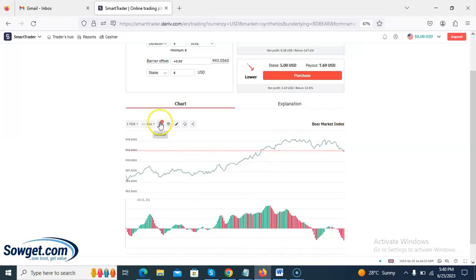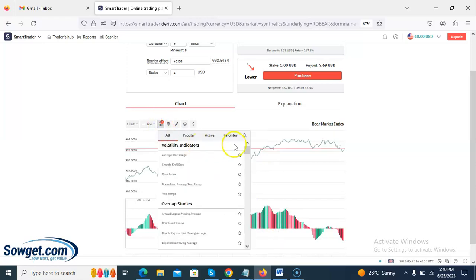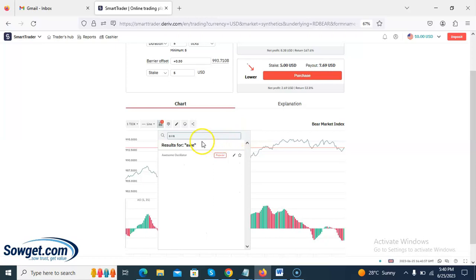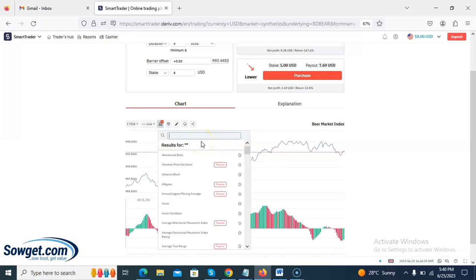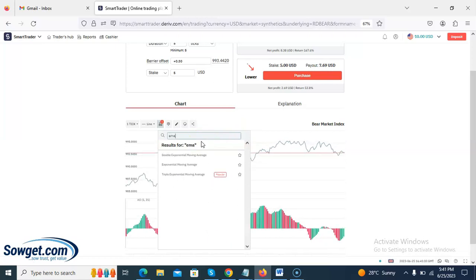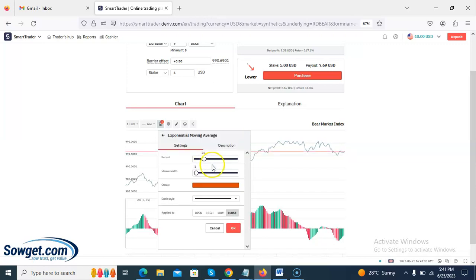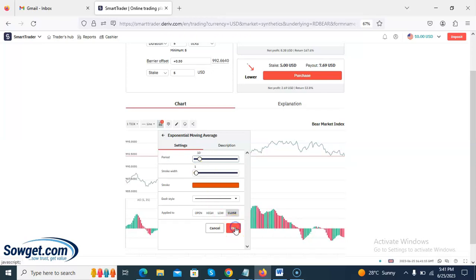Then you come back to the indicators. You have another one here. Just type EMA, that's the exponential moving average, and click on it. This time we're going to adjust the period to 10. Just leave it at 10, and then click okay.